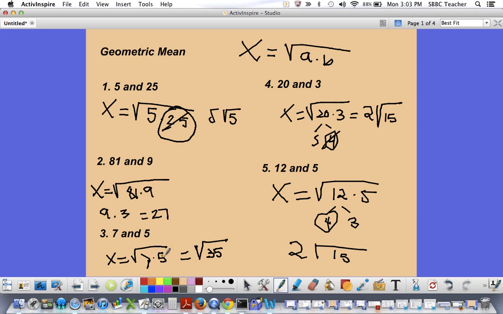Here we couldn't take the square root of 7 or 5 because they're both prime. So we just multiplied them together and your answer is square root of 35. Here we broke down the 20. 5 and 4. 4 is a perfect square, so that came out of the radical. And 5 and 3 stayed inside. Same thing here.